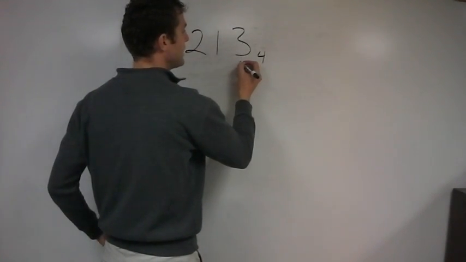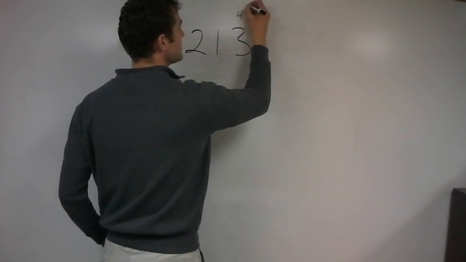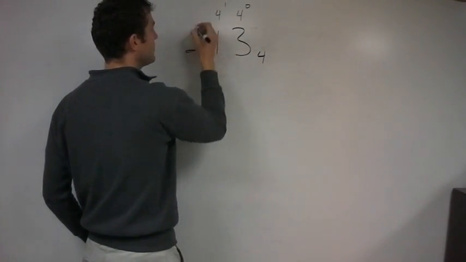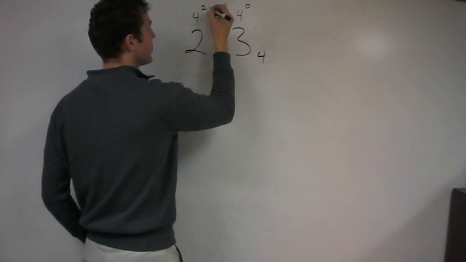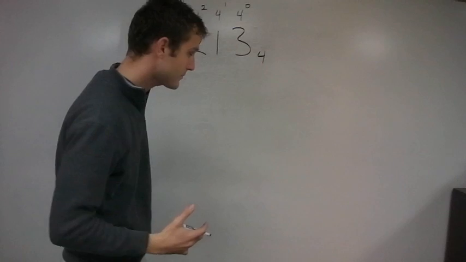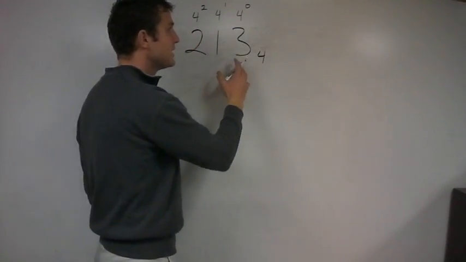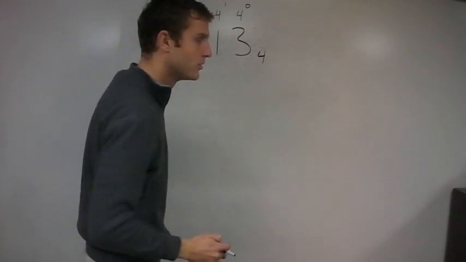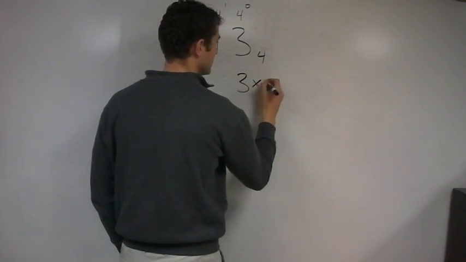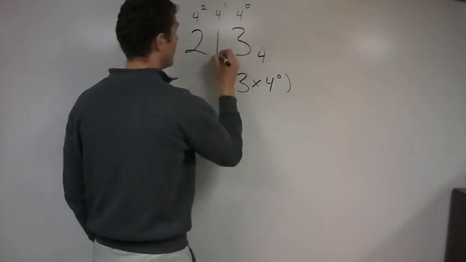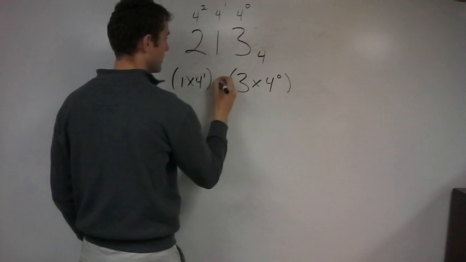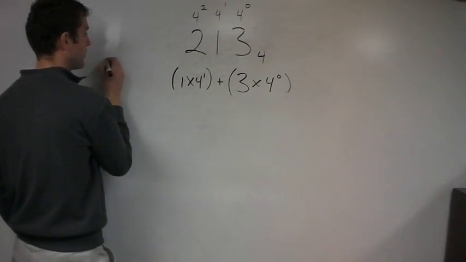So 3 would be in the place value of 4 to the 0. 1 would be in the place value of 4 to the 1. 2 would be in the place value of 4 squared. So to figure out how to write this number in base 10, I'm simply going to multiply each digit by its place value and then add. So 3 times 4 to the 0, 1 times 4 to the 1, and 2 times 4 squared.